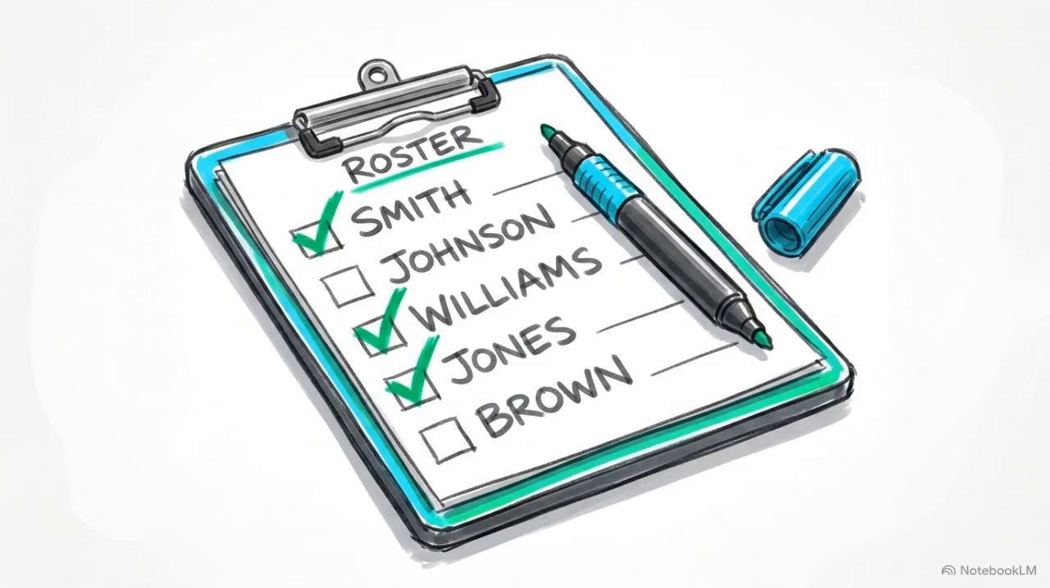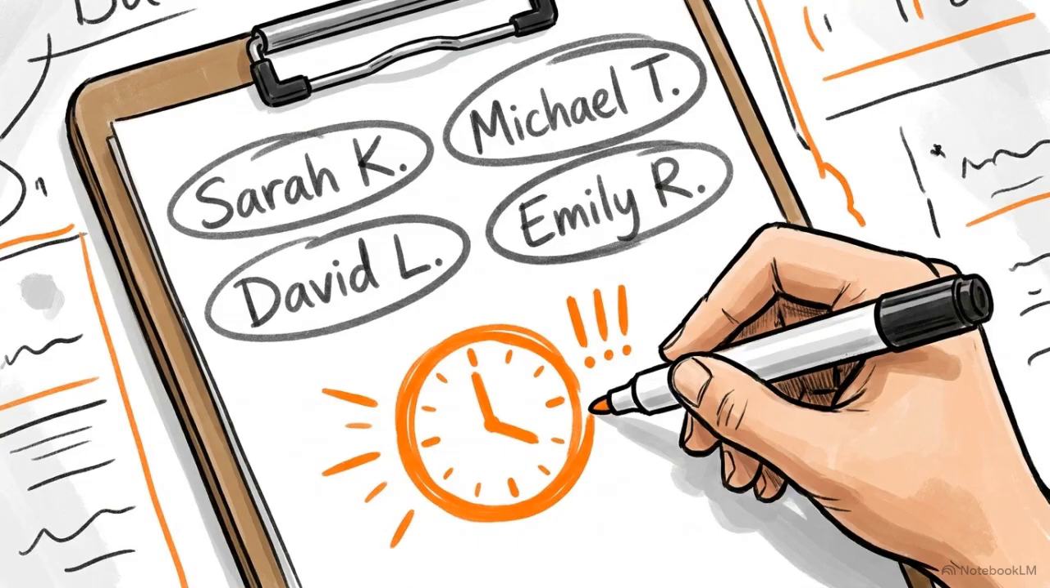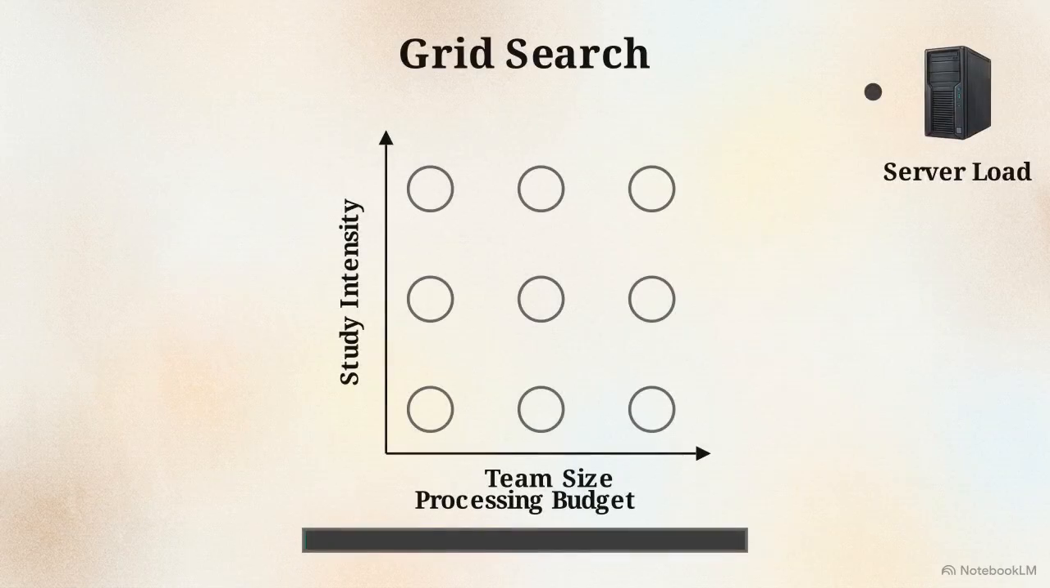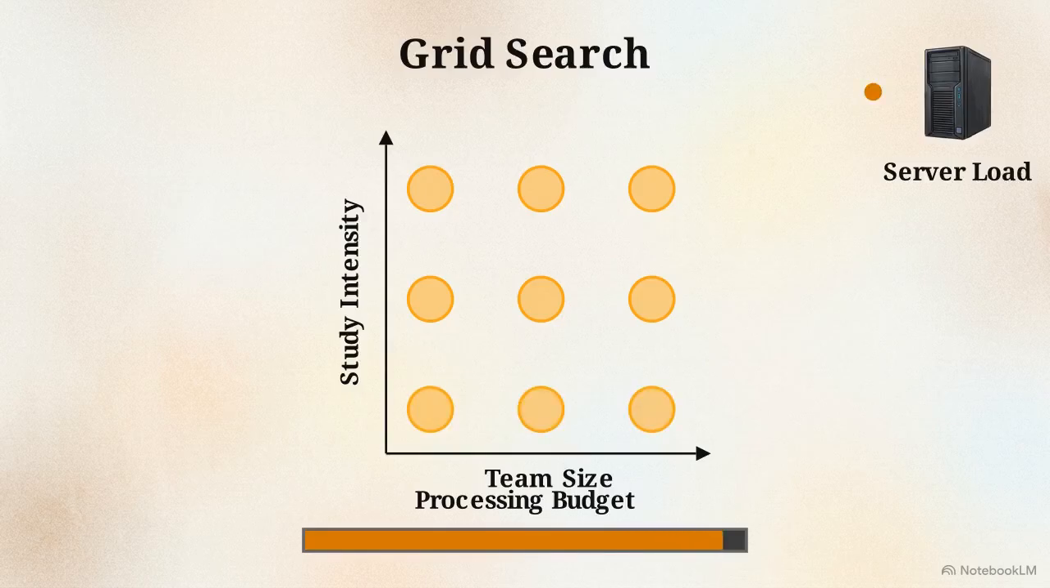But an ensemble doesn't run itself. As a data scientist, your job is to act as the team manager. You have to decide exactly how many players to use and exactly how intensely they should study. One management approach is called a grid search. Think of it as testing every single mathematical combination of team size and study intensity on this grid. It finds the best setup, but it can be slow.